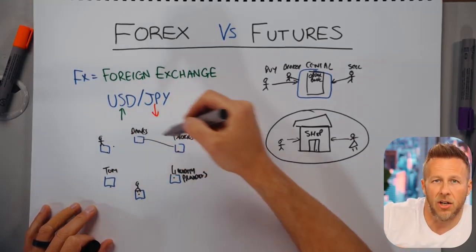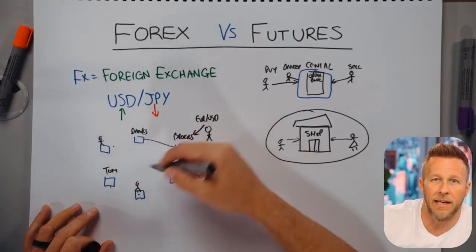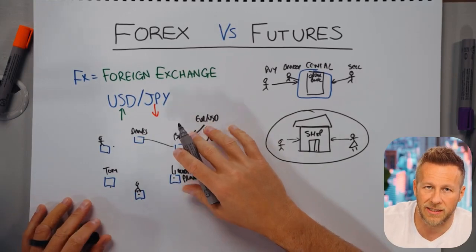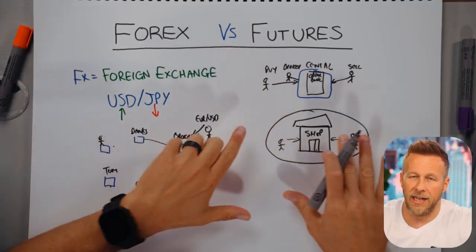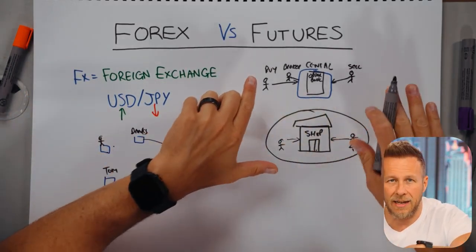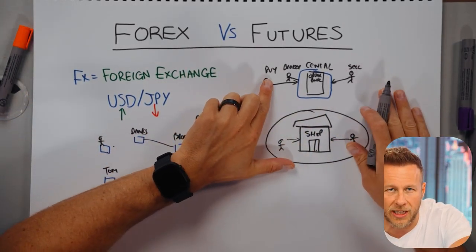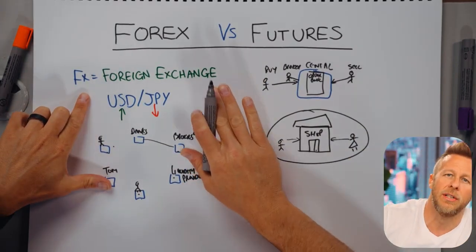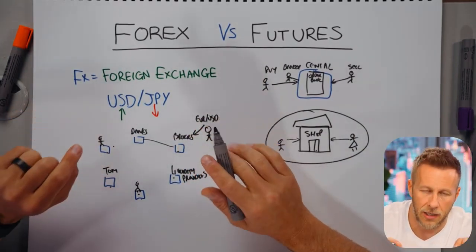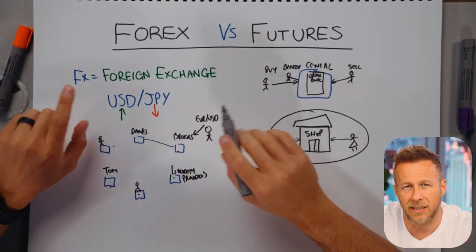Instead, it's lots of tiny little deals happening all over the place, in lots of different places. That's basically how Forex works. So the key difference in one sentence is: in futures, everyone goes to one exchange, and in Forex, trades happen through a network of banks, brokers, and liquidity providers, and it's not one single exchange.